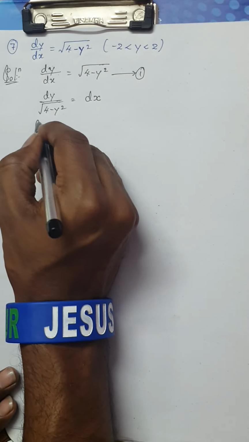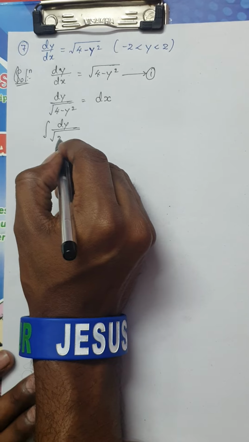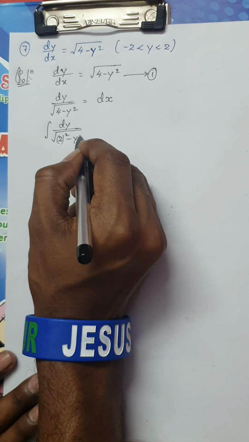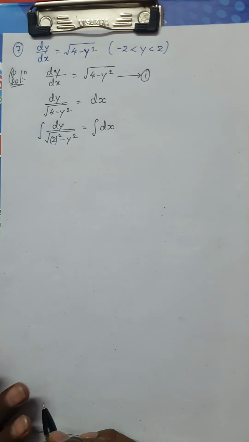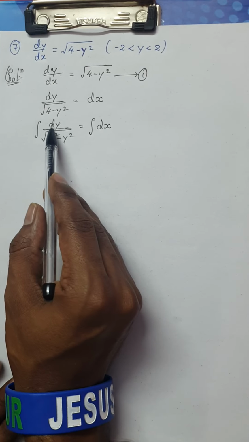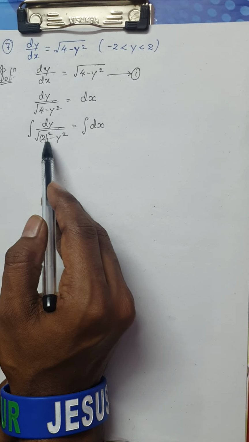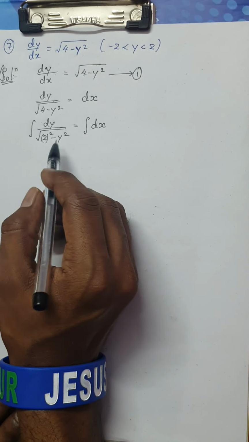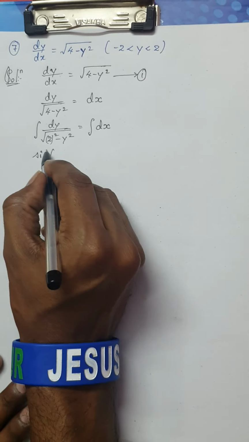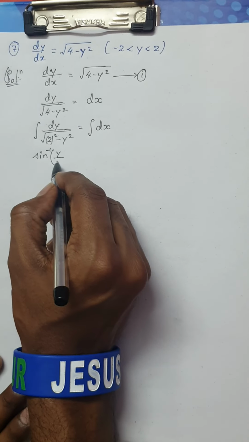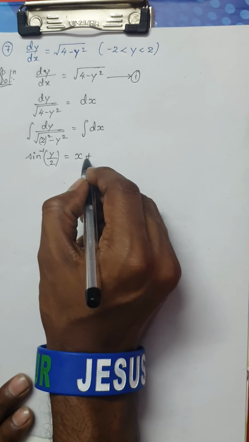Now the next step is to apply the integral. So this is the integral of dy divided by root of, remember, this 4 I'm going to write as 2 square minus y square, equal to the integral of dx. Now see what happens. This is a standard integral, integral of dx divided by root of a square minus x square. Remember, those were the 5 marker questions we solved in integration. The solution for this would be sine inverse of x by a. Applying the same formula, I will write sine inverse, here the variable is y, so y by 2, equal to the integral of dx, which is x plus c, the constant of integration.